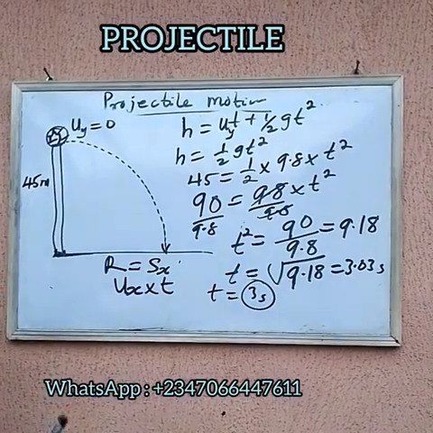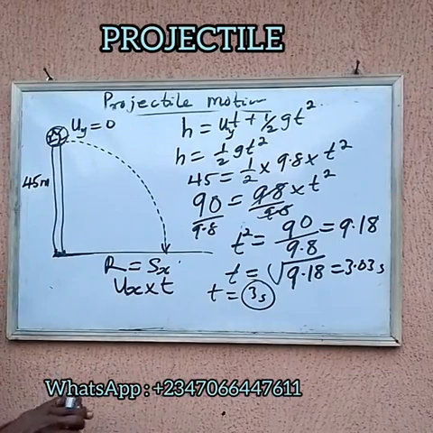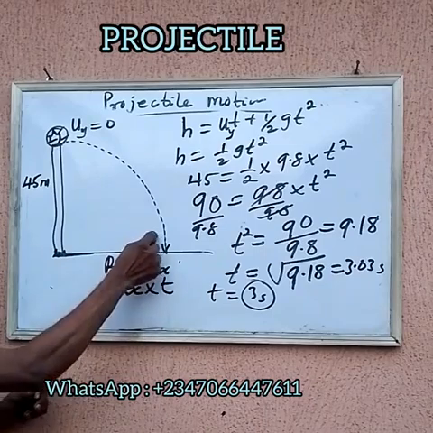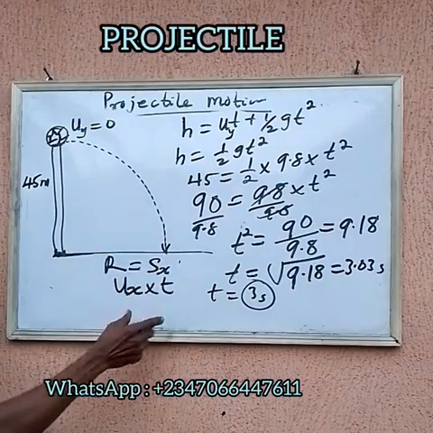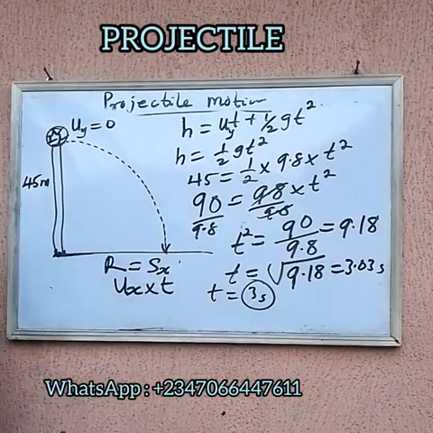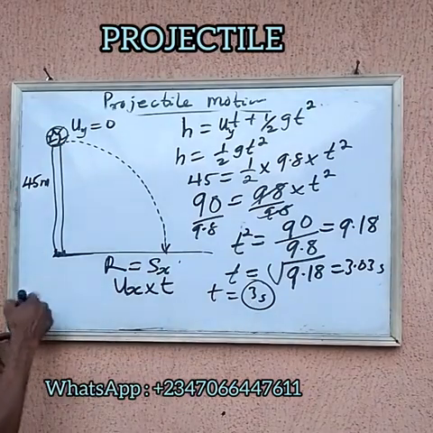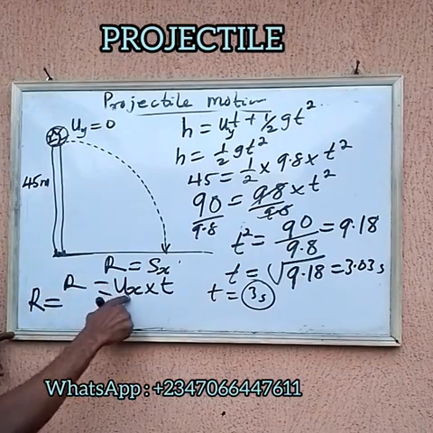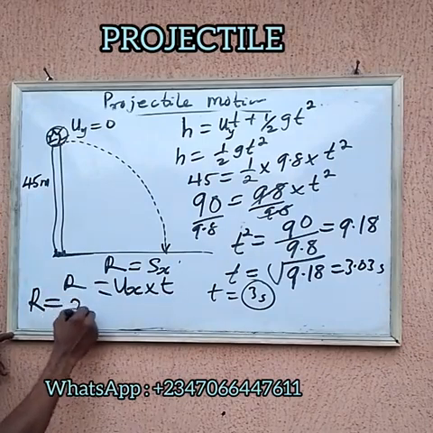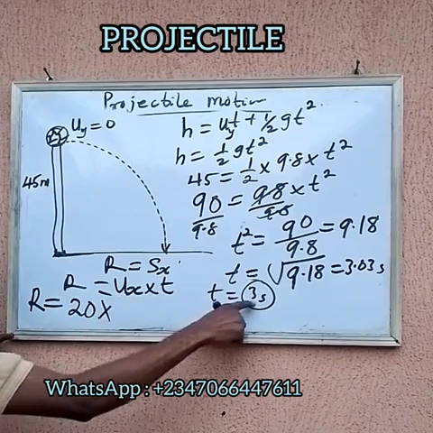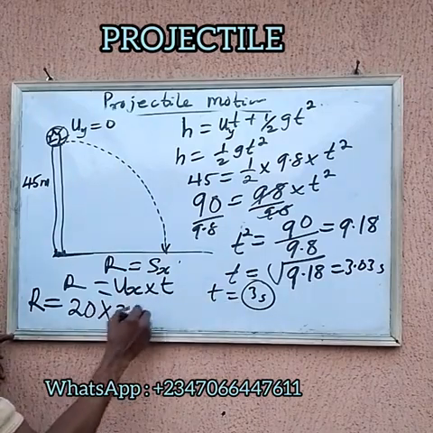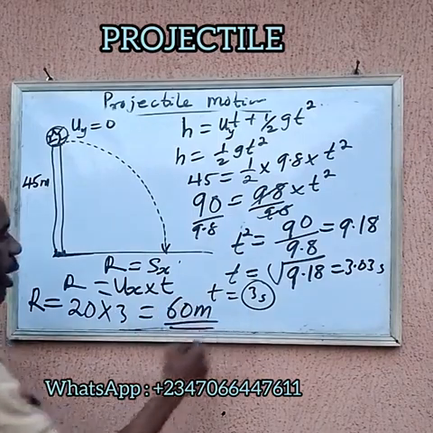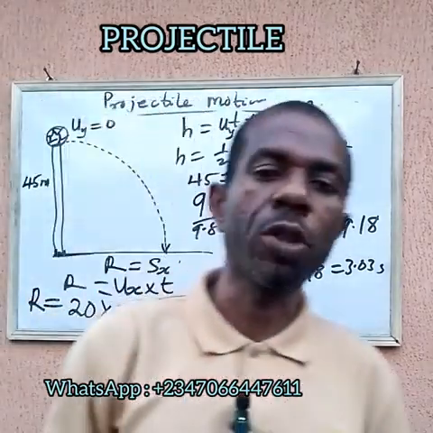Now, to get your range, it is the initial horizontal velocity with which the object was projected, multiplied by the time. Which means your range is ux multiplied by the time, to give us 20 times this approximated time, 3. The answer gives us 60 meters. That is the answer to the question.